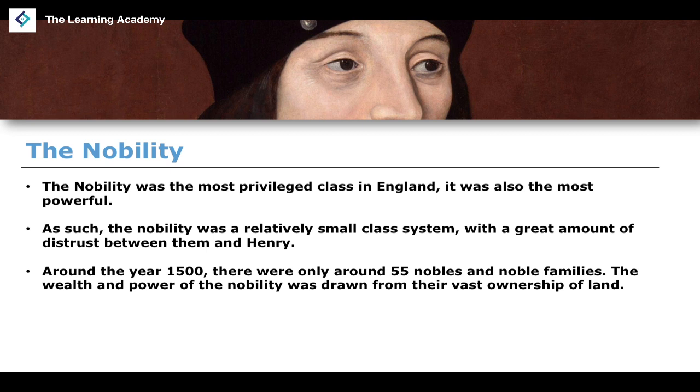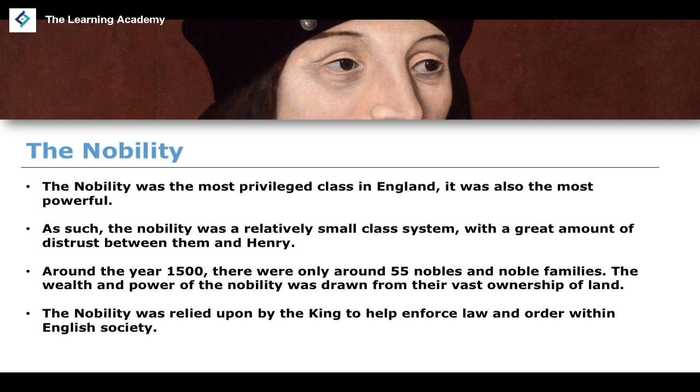The nobility were also relied upon by the king to enforce law and order within English society. So the king would use a number of trusted members of the nobility to enforce law and order within the realm, and this would be in the more regional aspects of the realm. That's what the nobility was ultimately used for by Henry.